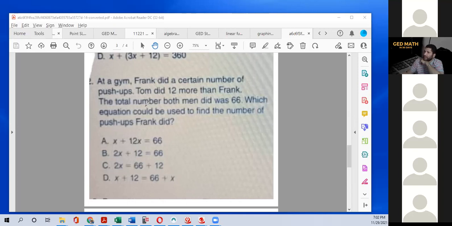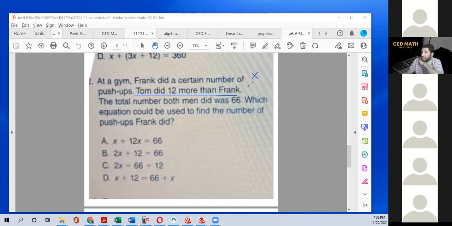What do we know? Frank did a certain number of push-ups, so that certain number would be X. Okay, so this is your X. Perfect. What else? Tom did 12 more than Frank. So what expression would that be?